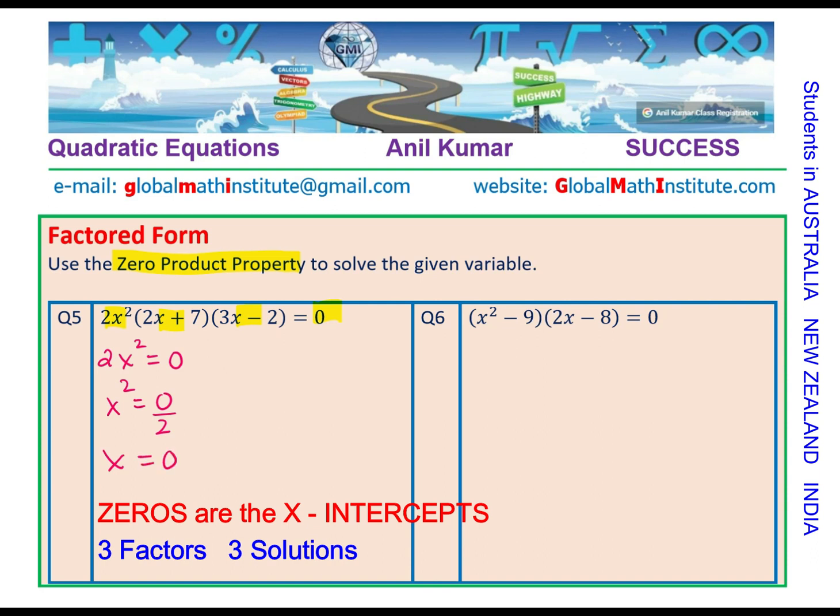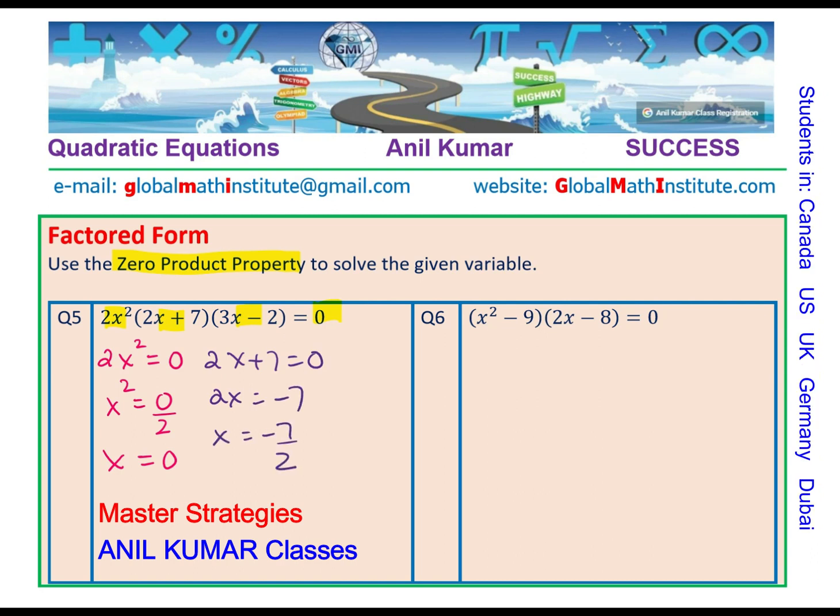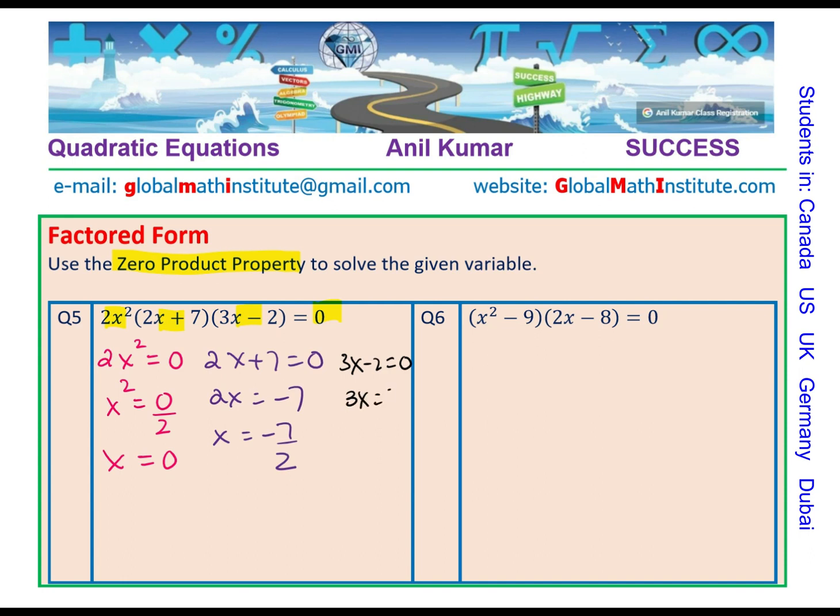Okay, great. The next factor here is 2x plus 7. We'll equate that to 0. So 2x equals minus 7. x equals minus 7 by 2. Makes sense, right? And the third one here is 3x minus 2 equals 0. 3x equals 2. x equals 2 over 3.